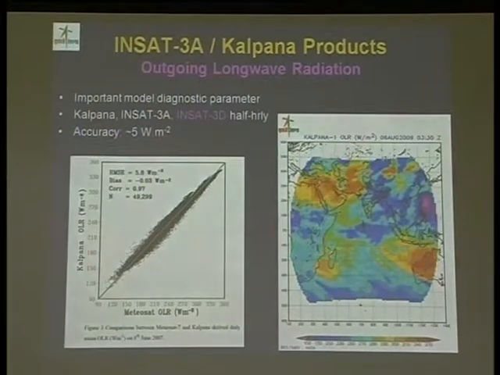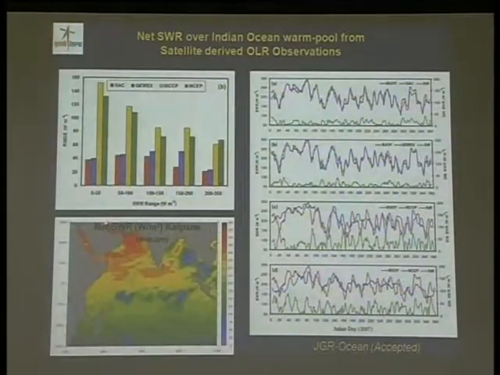So this product can be used for climate research, as well as a very important diagnostic parameter in the NWP model, because in an NWP model, the big problem is how to validate the cloudiness, the cloud simulation. Directly, you will not get any product. But OLR is an integrated effect of cloudiness. So if you compute OLR from your model and compare that with the satellite, you will come to know whether your cloud simulation has some discrepancy or not. So this is a very good diagnostic parameter for NWP models.